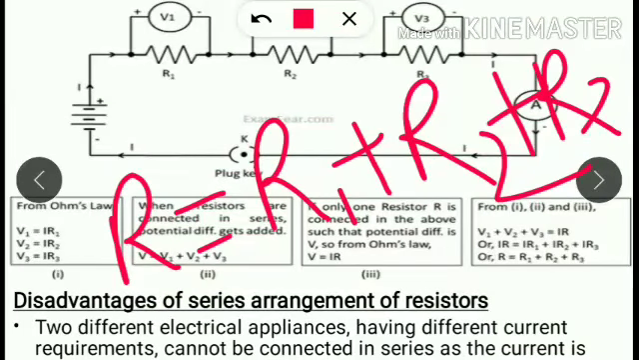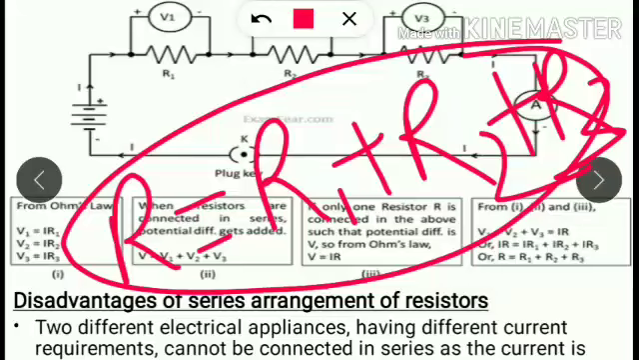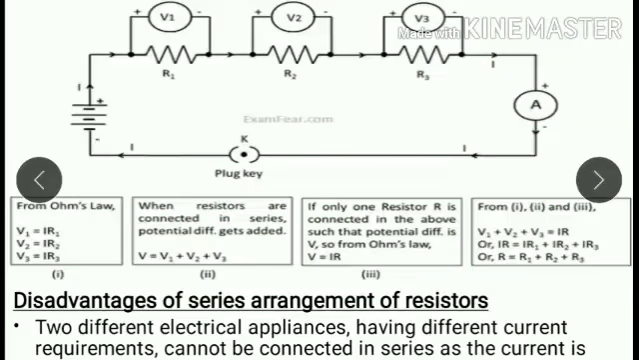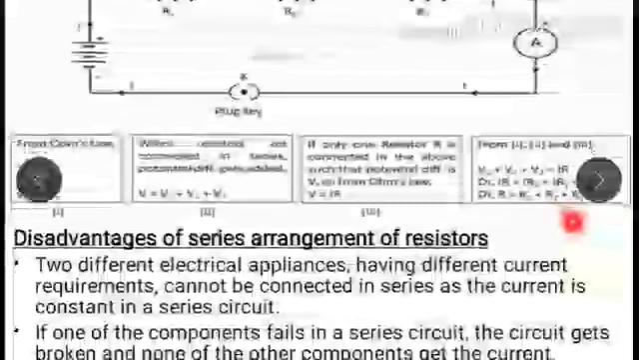By this formula you can determine the total resistance. R is equal to R1 plus R2 plus R3. This is the formula of the resistance in series: R is equal to R1 plus R2 plus R3.